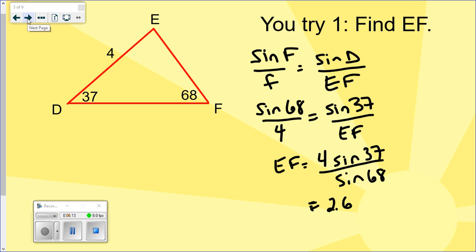Quick thought. How do I know 2.6 is reasonable? Us math teachers are always big on double-checking your answer. I can't do that math in my head. I don't have the sine tables memorized, but I can say an angle of 70 gives me a length of 4. So an angle of a little over half of that should give me a little over half of 4. And 2.6 is a little over half of 4. So I don't know for sure that I haven't made a mistake, but the answer looks reasonable to me.